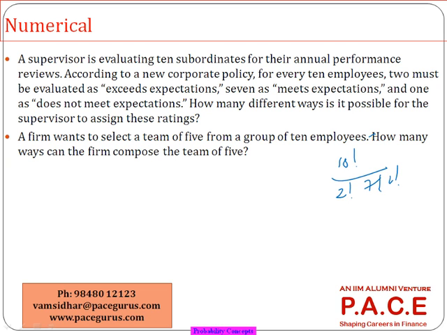A firm wants to select a team of 5 from a group of 10. So just selection, combination, 10C5 ways. So again, the comfort should be there in terms of which of these 3 formulas needs to be chosen.